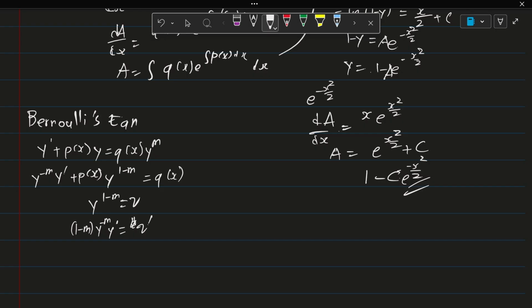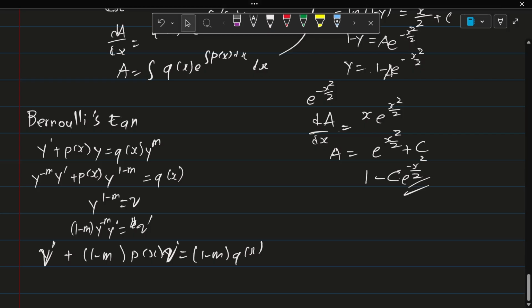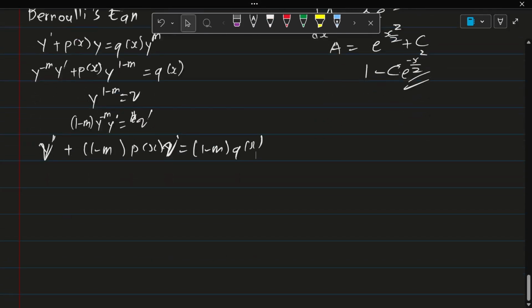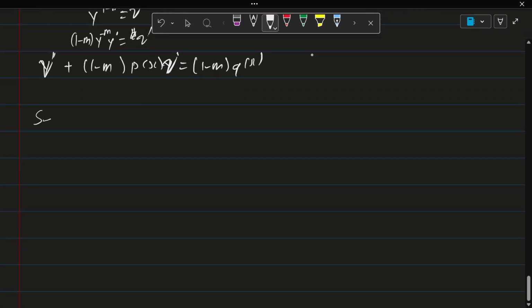And so what you see here is that it transformed your equation into v prime plus the 1 minus m that you got of p of x, v equals to 1 minus m of q of x. And this is the Bernoulli's equation that you could solve every single time, because there's this very elegant trick. And that's all for the first order differential equation. Now let's talk about the second order differential equation, in which here we'll only focus on the linear type.